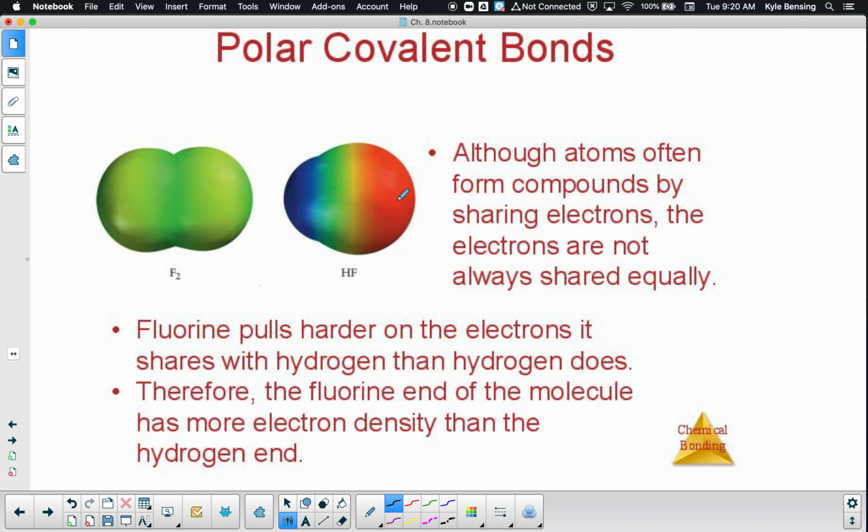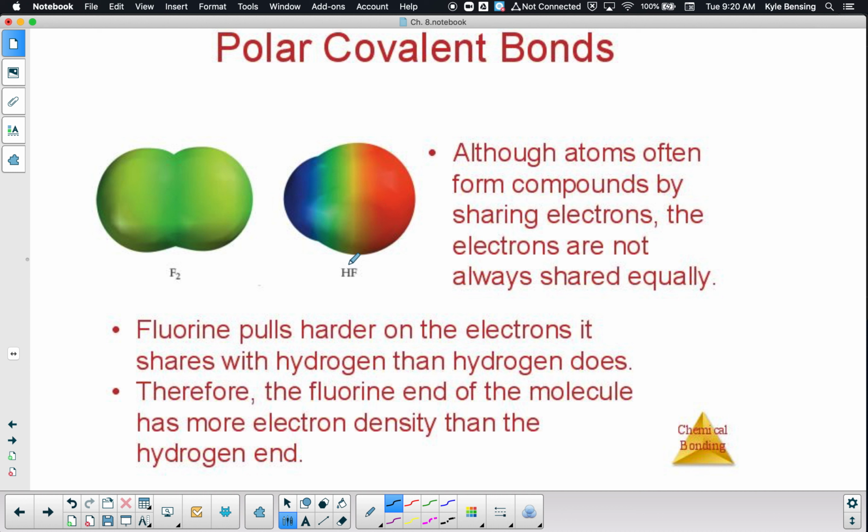So fluorine has a much higher electronegativity than hydrogen does, which means that it pulls the electron from hydrogen closer to the fluorine and keeps it there, so that hydrogen has less negative density and fluorine has more negative density because fluorine pulls harder. So it's almost like a tug of war between the two atoms, and fluorine definitely wins every time. Fluorine is the most electronegative atom on the periodic table, so it always pulls the hardest.